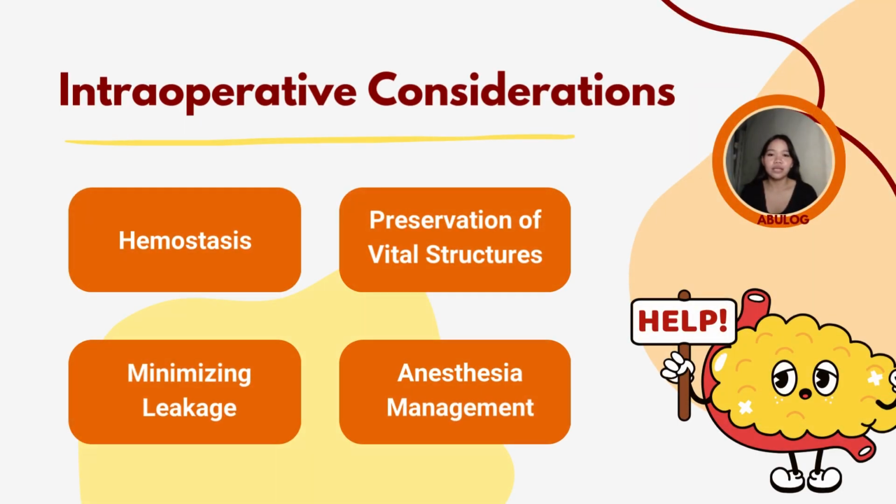During a pancreatectomy, several intraoperative considerations are crucial for a successful outcome. First, hemostasis is essential since the pancreas is highly vascular, so controlling bleeding is a top priority. Second, there is the preservation of vital structures. Surgeons must carefully dissect around major vessels, the liver, and intestines to avoid damage. Third, to minimize leakage, especially from the pancreatic duct, meticulous surgical technique is key to preventing anastomotic leaks. Lastly, anesthesia management plays a vital role. Close monitoring of blood loss, fluid levels, and hemodynamic status is necessary throughout the procedure.